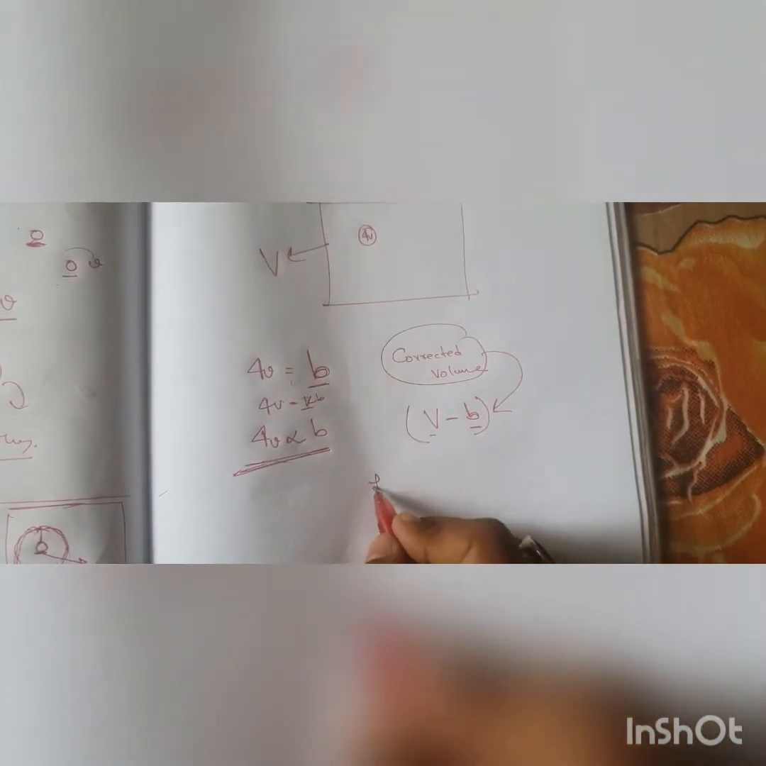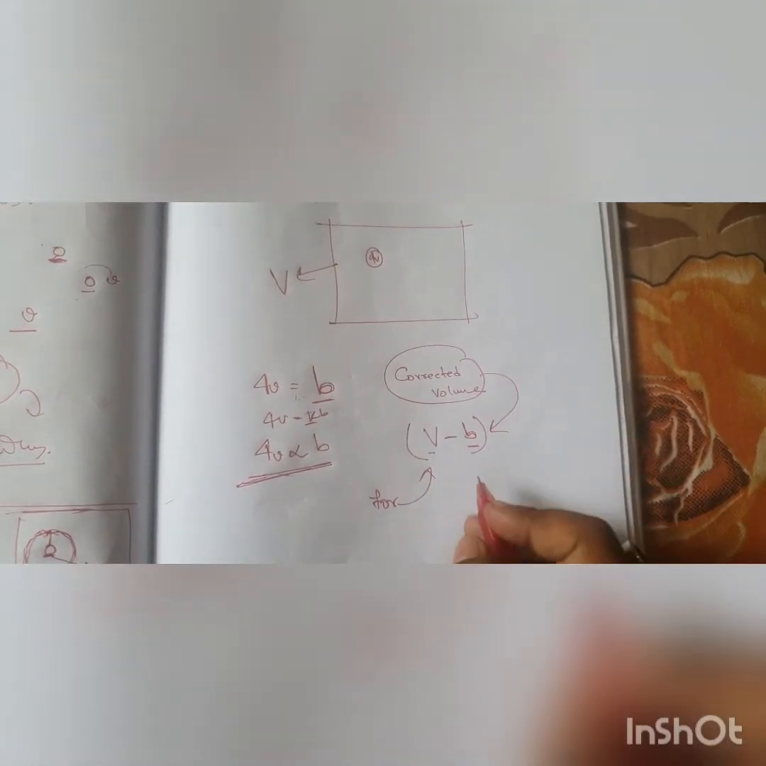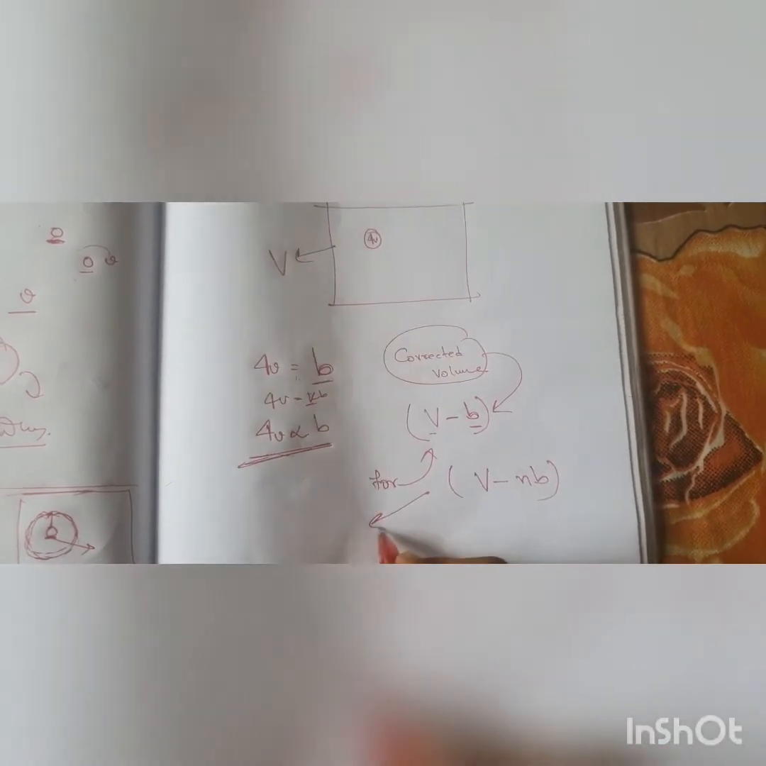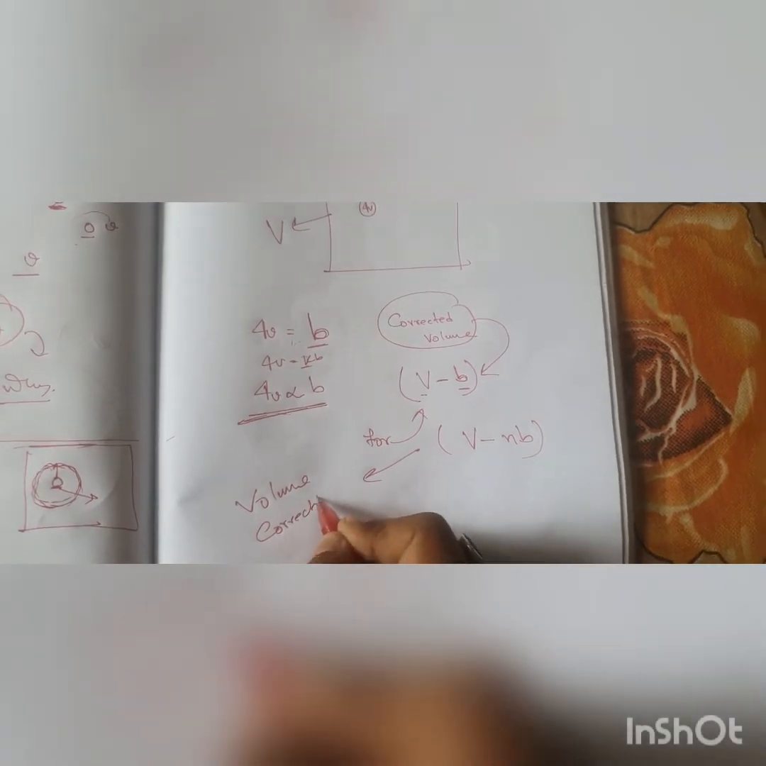Now this is for 1 mole of gas, and for n moles of gas, it should be V minus nb. This is the volume correction. I hope you have understood the volume correction.